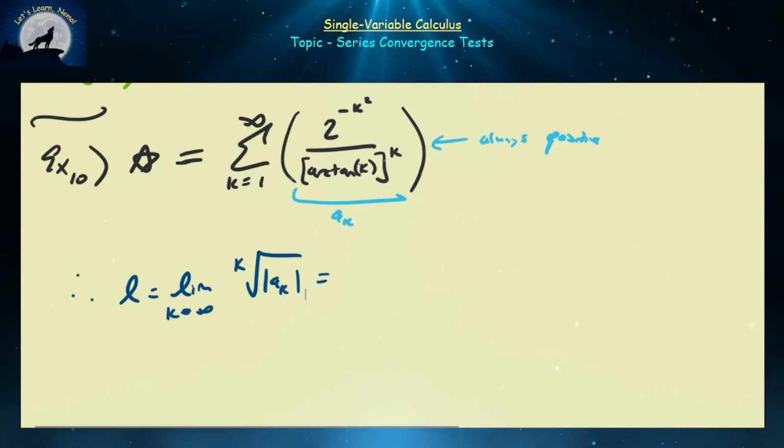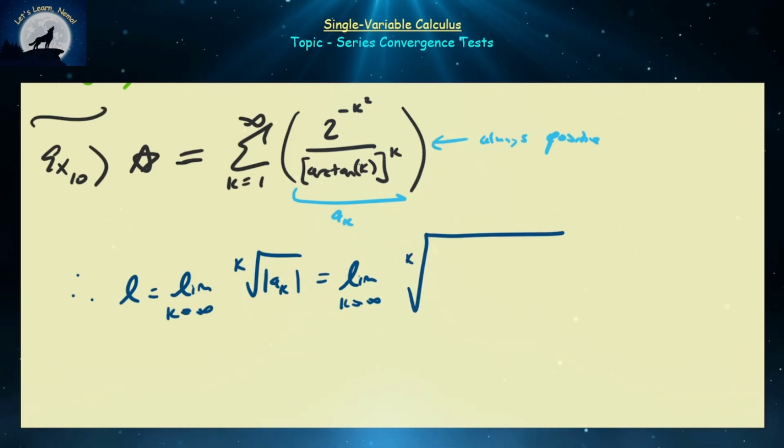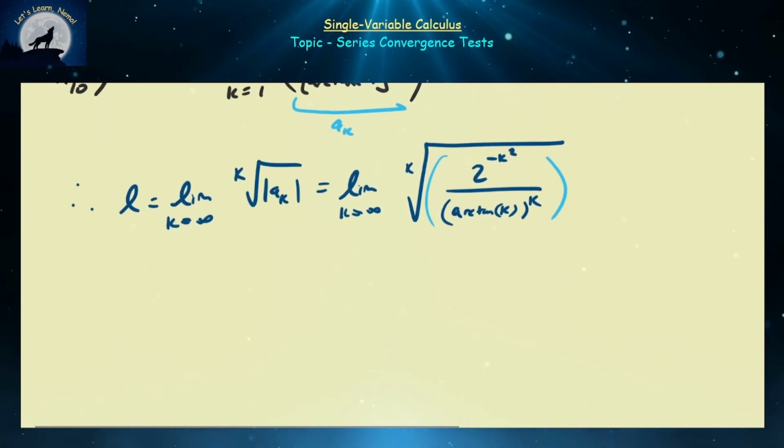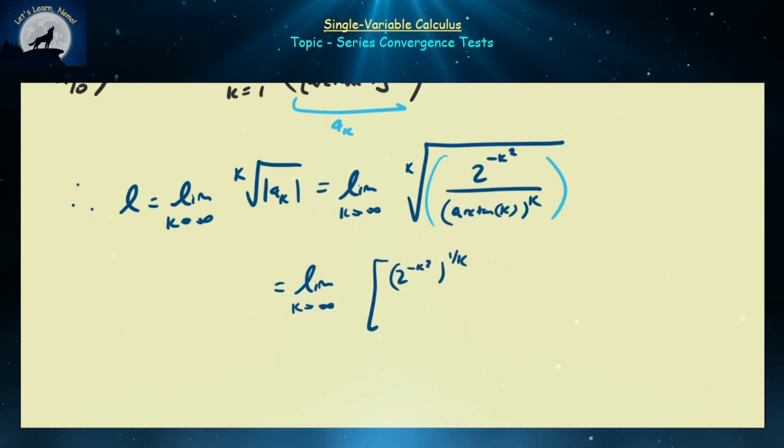You might want to pause the video just to see if you can do the algebra for this. This is going to be equal to the limit as k goes to infinity of the kth root of this very complicated looking sequence, 2 to the minus k squared, and then arctangent of k raised to the power of k. Now keep in mind, kth root is the same as to the power of 1 over k. So I can write this as the limit as k goes to infinity of 2 to the minus k squared to the power of 1 over k, and then the arctangent of k to the power of k, all to the power of 1 over k.